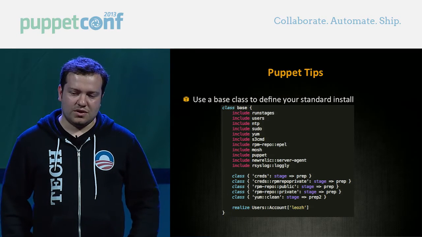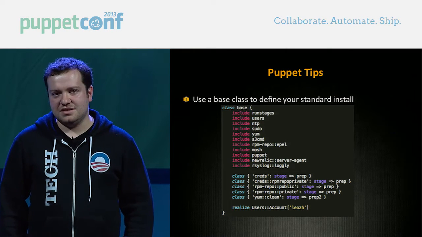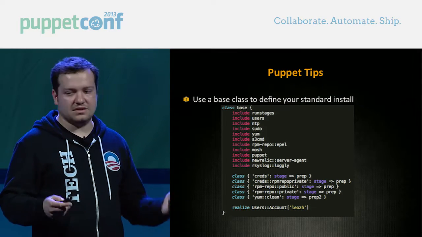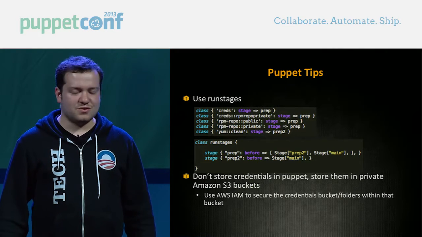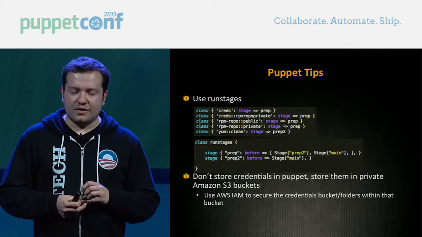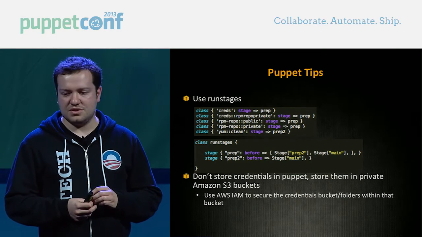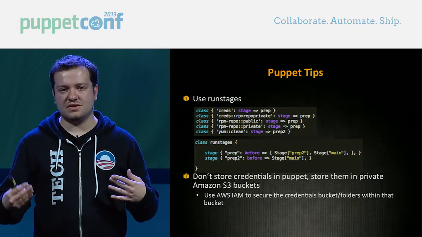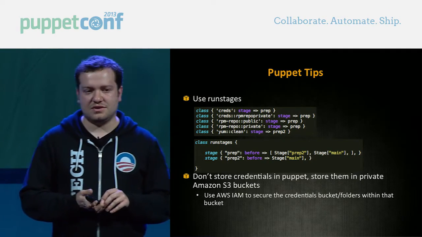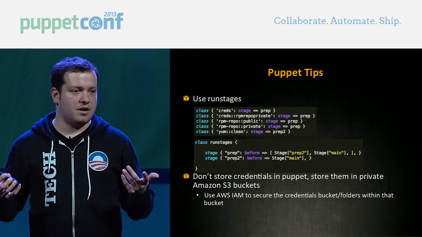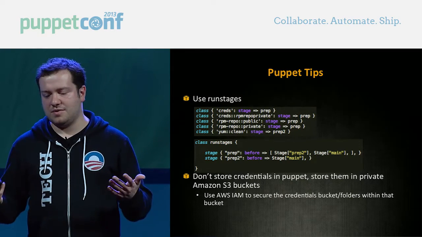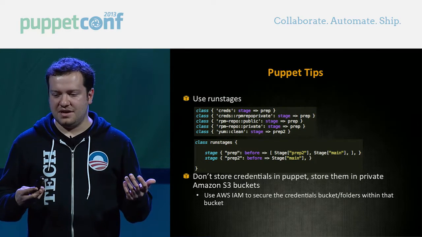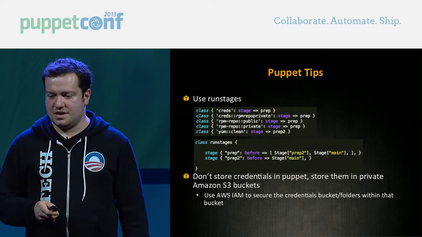So then the next thing you want to do is have a base class to define your standard install, obviously, right? This is something that gets installed on every single instance. Then you want to use run stages, and this is really helpful. All the cred installation, all the repos, all that kind of stuff should get run before it actually starts installing your apps, because if the repos aren't there and it tries to install things, it obviously won't work. So we had a prep run stage where it would do all that stuff, and we had a prep 2 run stage where it would do other stuff. And again, don't store your credentials in Puppet. Store things in private S3 buckets.